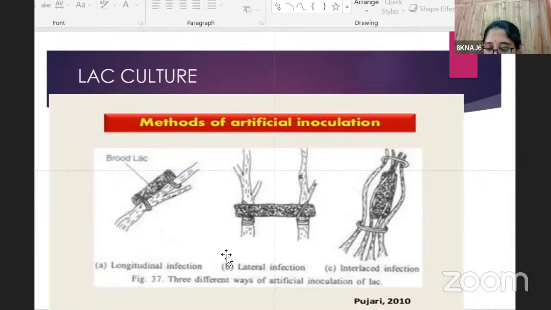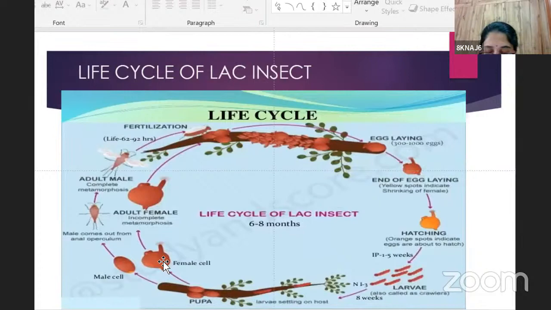And then you have a lac cell that has glands and secretes the lac. Their sex is readily recognized at the early stages itself because of the shape of the cells, basically. The male lac cell is slipper-like, and the female cell is different. And the male lives only for around 62 to 92 hours after emergence.